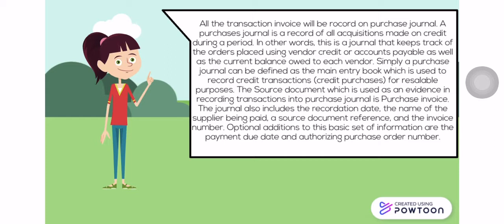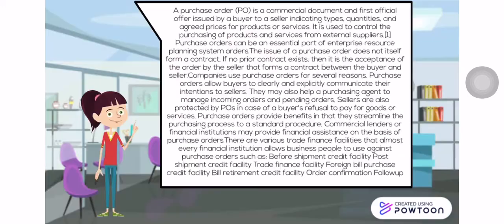Simply, a purchase journal can be defined as the main entry book used to record credit transactions for reasonable purposes. The source document used as evidence in recording a transaction into the purchase journal is the purchase invoice. The journal also includes the recordation date, the name of the supplier being paid, a source document reference, and the invoice number. Optional additions to this basic set of information are the payment due date and authorizing purchase order number.